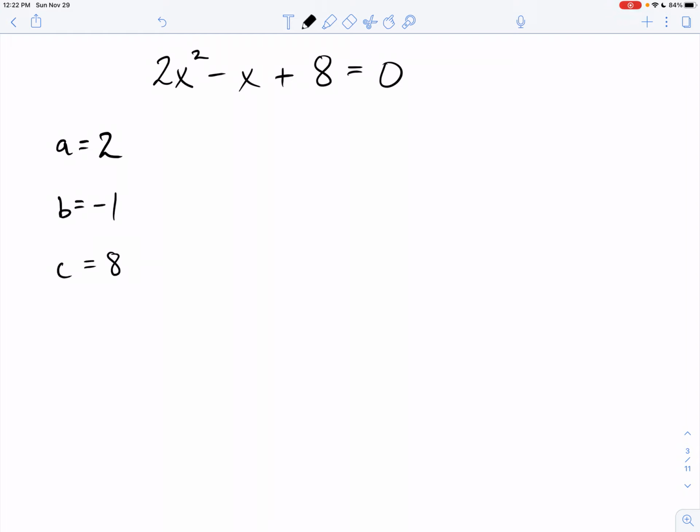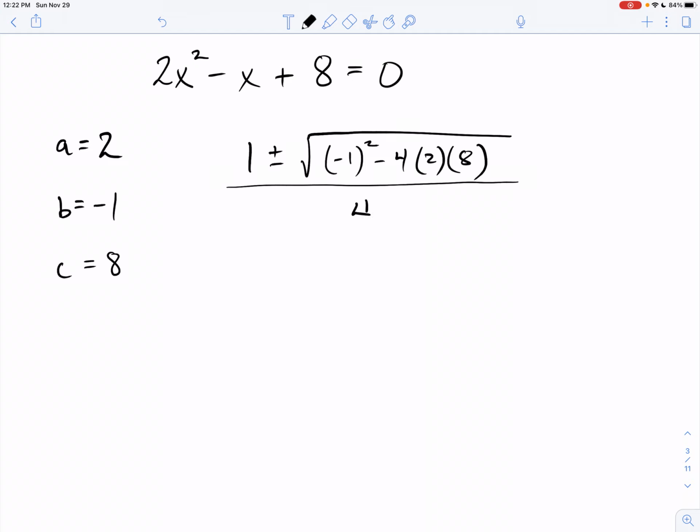There's my ABC. I'm going to do negative b plus or minus square root of b squared minus 4 times a times c all over 2a. So that's a 4. So what do I get on this one? God, I don't even want to think that hard. I think it's negative 47, but let's see. Negative 1 squared is 1, minus 4 times a times c. Oh my gosh, I'm so glad I didn't guess. Yeah, it's negative 63.